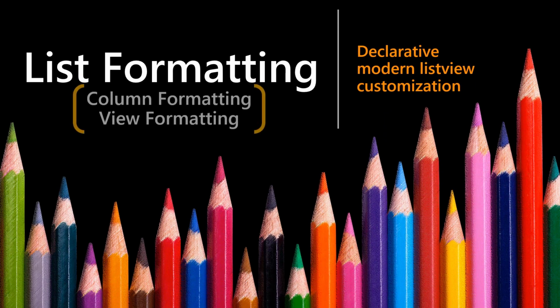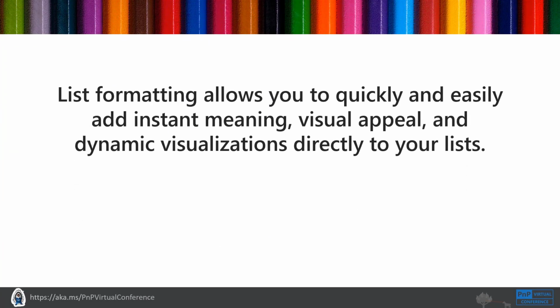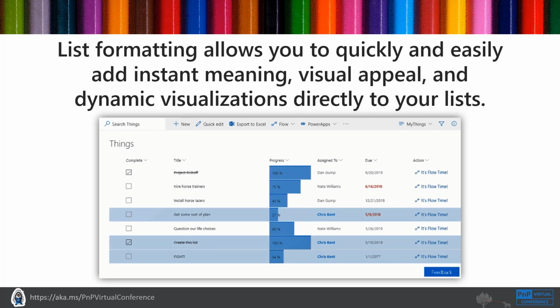So list formatting. The modern list view, or if you go to Microsoft Lists and you create a new list, a lot of those can sometimes look a little too much like just a spreadsheet in a browser. So what can we do about that, right? And that's where list formatting comes in. It's going to allow you to quickly and easily make things a lot easier to use. For instance, instant meaning. So the idea of instant meaning is when I come to this list, it should make more sense than just a wall of text across rows and columns.